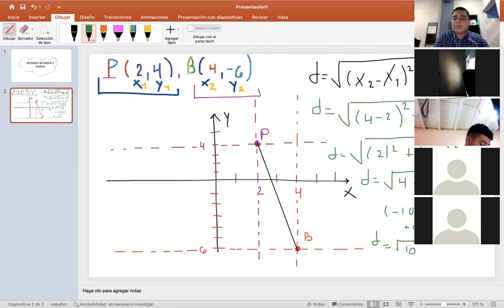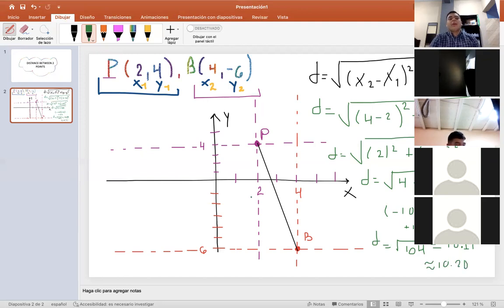Now, who can tell me the result of the square root of 104? 10.198039. Just use 2 decimal places. 10.19. Or 10.20. Okay, let's just use 10.19.